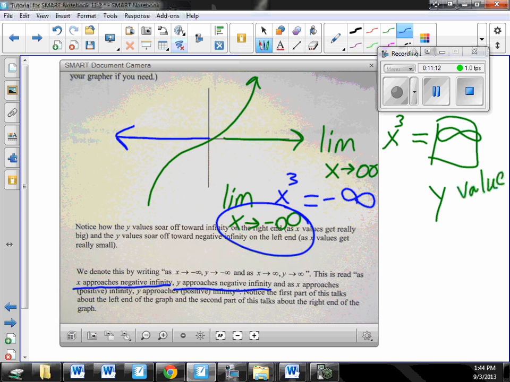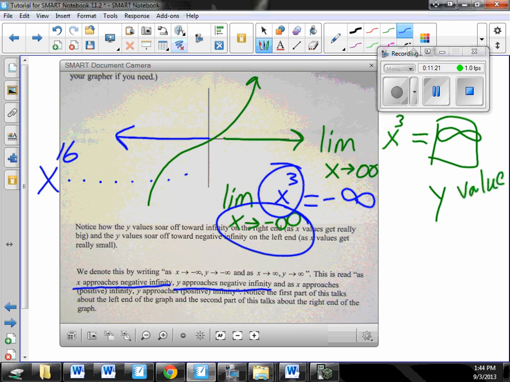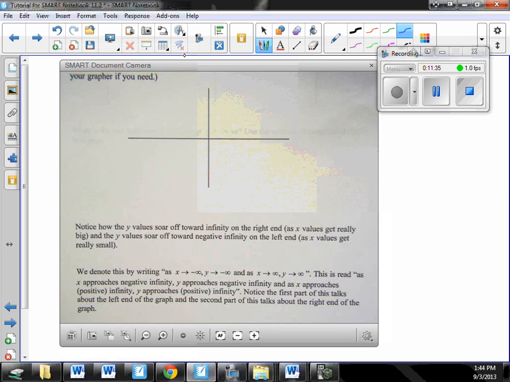Now, if the equation's really big, if this part of the equation was like x to the 16th, something, something, something, I would let you just call it f of x, or g of x, or h of x, and then you wouldn't have to write the whole thing out. So I'll show you that in a little bit. So let's look. Turn the page.